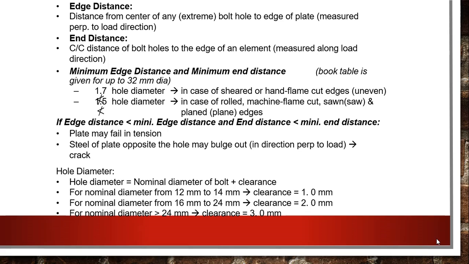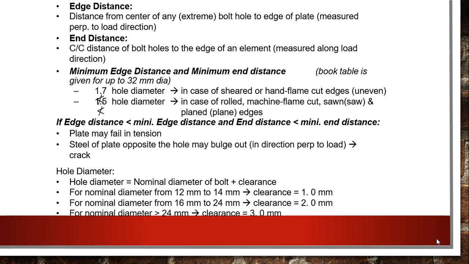So for a nominal diameter from 12 mm to 14 mm, the clearance is 1 mm for making the hole diameter. For a nominal bolt diameter of 16 mm to 24 mm, the clearance is 2 mm, and when the nominal diameter of the bolt is greater than 24 mm, you have to provide 3 mm clearance. Okay, so for example, if the bolt diameter is 16 mm, the hole diameter is taken as 18 mm by adding the clearance.